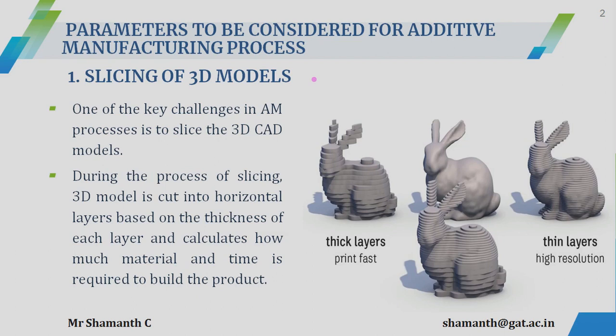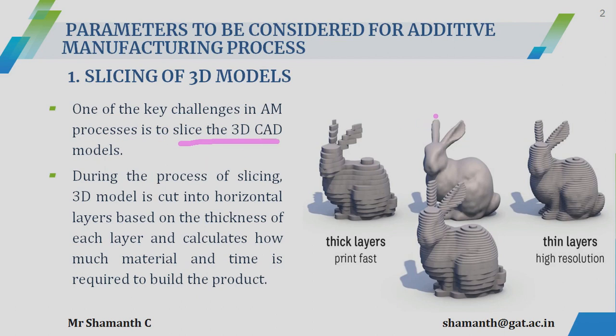STL file, I told you that the 3D model is to be converted into a stereolithography file, which has triangulation, where the entire geometry is converted into triangles, so that the transfer of the file to the AM machine will be easy, and the machine, which is the additive manufacturing machine, can read that file. So one of the key challenges in additive manufacturing is to slice the 3D models.